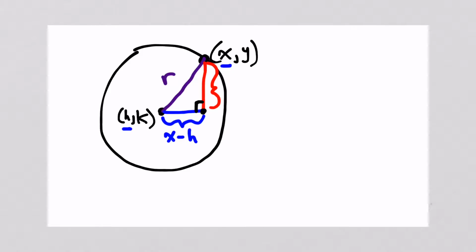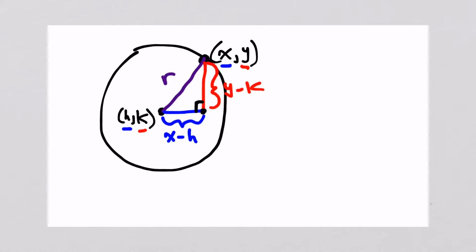Now similarly, I can do the same thing for that red line there. I can note that the x values are staying the same if I'm looking at that point x y and then that point directly beneath it, at the corner there where that right angle is. The x value is staying the same and the y values are changing, so again I can find them as the difference between y and k, so y minus k right there.